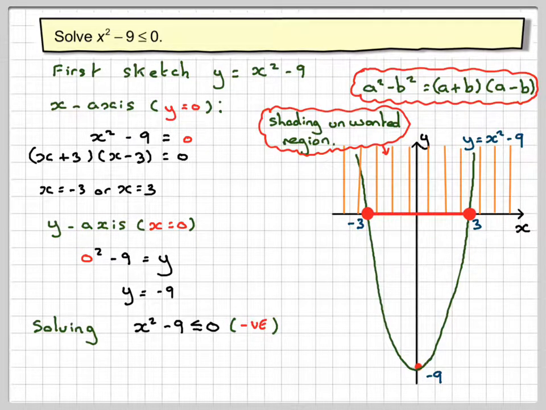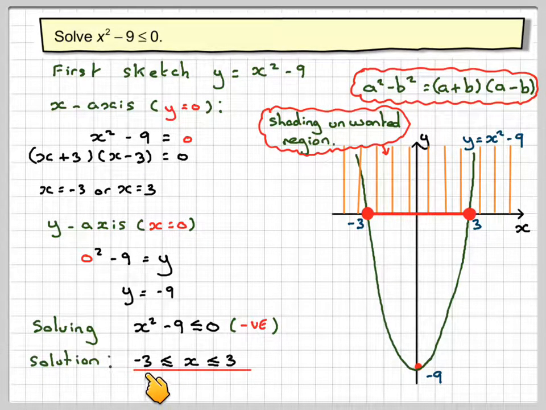So the resulting answer is that x must be greater or equal to minus 3, but less than or equal to 3. So what we are saying is that the graph of x squared minus 9 will be negative or equal to 0 when x is greater than or equal to minus 3 and less than or equal to 3.